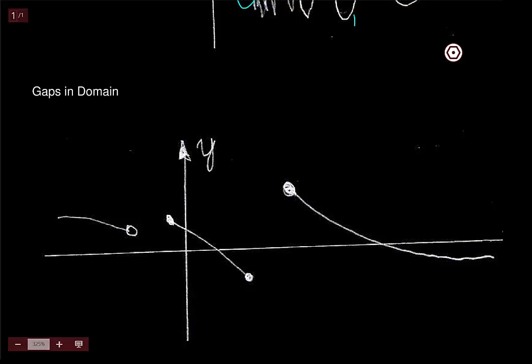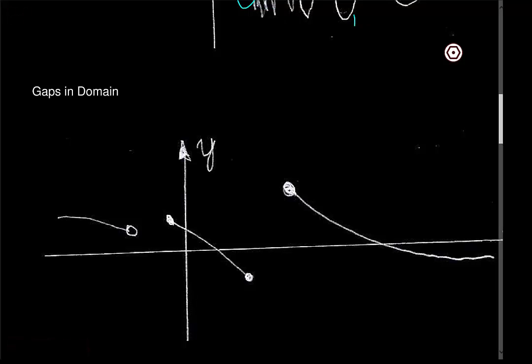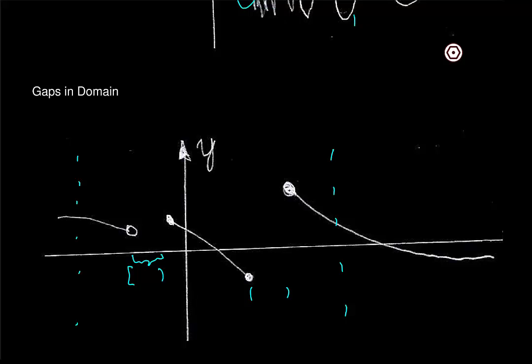Functions can also have gaps in the domain. So this is a function where it's not defined on this half closed interval here, and it's also not defined on this interval here. But this doesn't matter. It's still a function. You can still draw vertical lines and see that it only passes once. In fact, this function is continuous. It just has gaps in the domain.